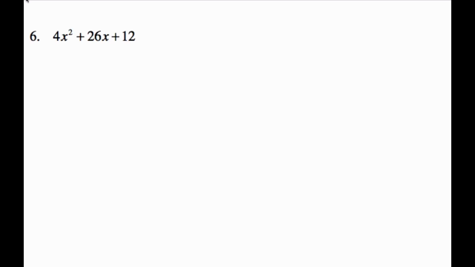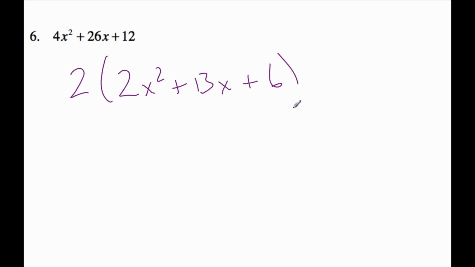First step, look for the greatest common factor. I think there's a 2. I'm going to pull out a 2. 2x squared plus 13x plus 6. All right, so now I got a 2, and I can break this down. Now you should pause this, students, and try it yourself, and then just check and see how you're doing.